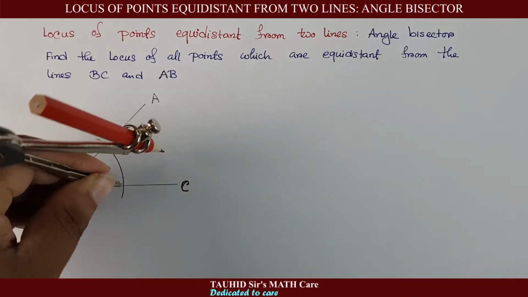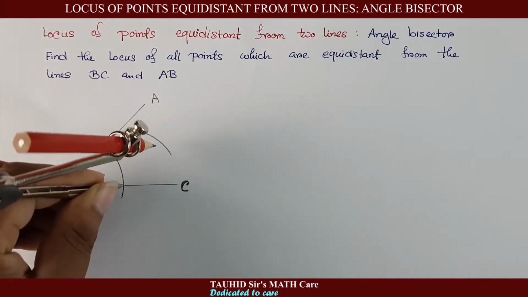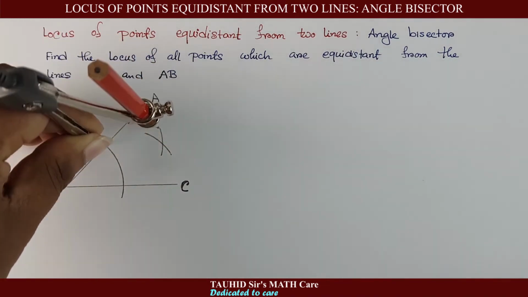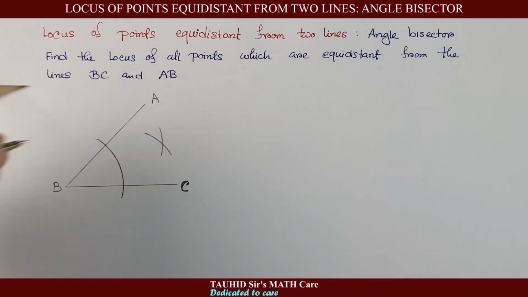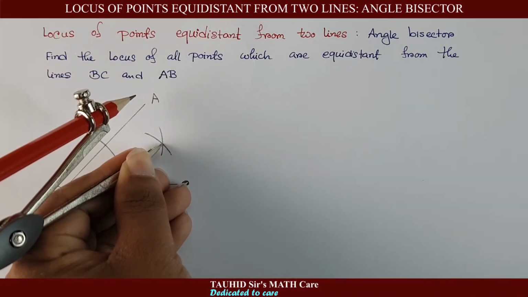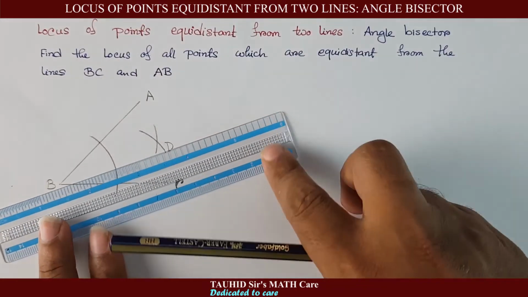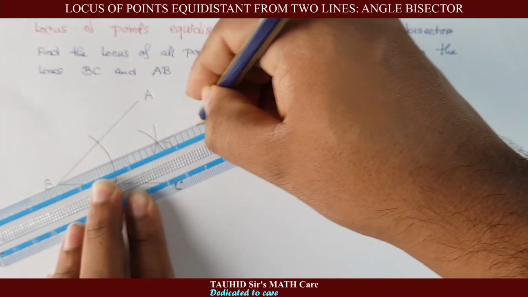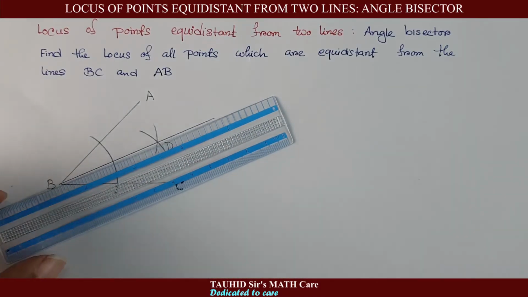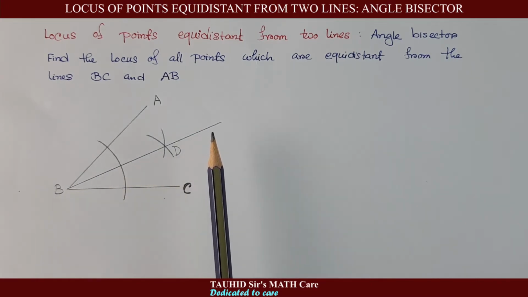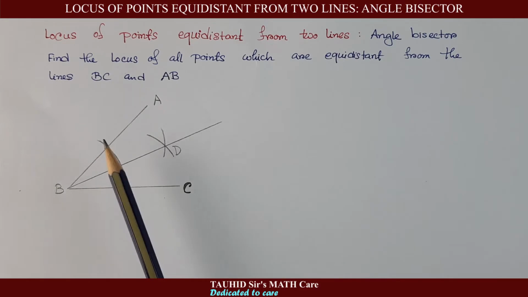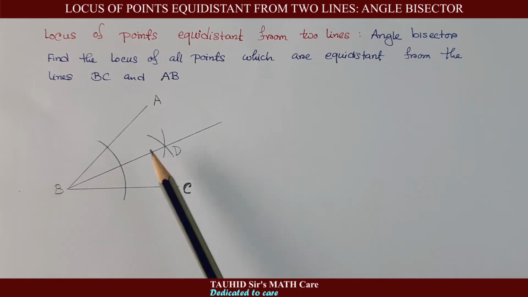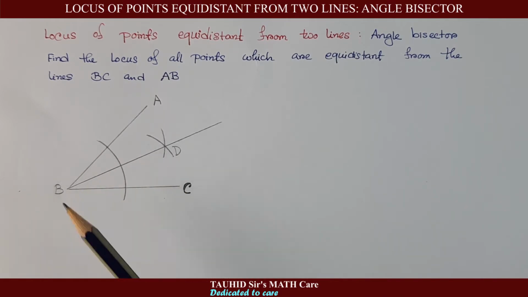From this point of intersection, we will draw another arc ahead. From this point of intersection, we will draw another arc on the first arc so that they intersect at a point. Let this point be D. Now put your ruler this way and draw a straight line connecting B and D. This straight line BD is the locus of the points which are equidistant from the line AB and the line BC. That means any point on the line BD has the same distance from the line AB and the line BC.